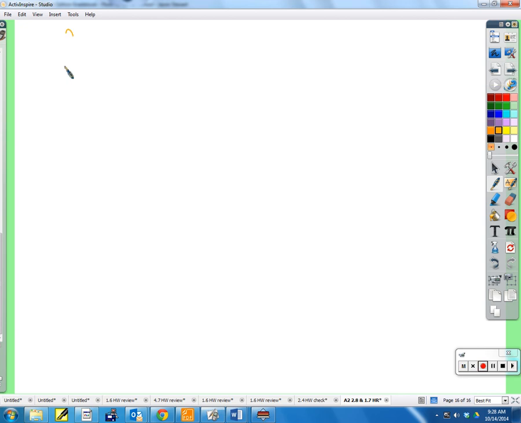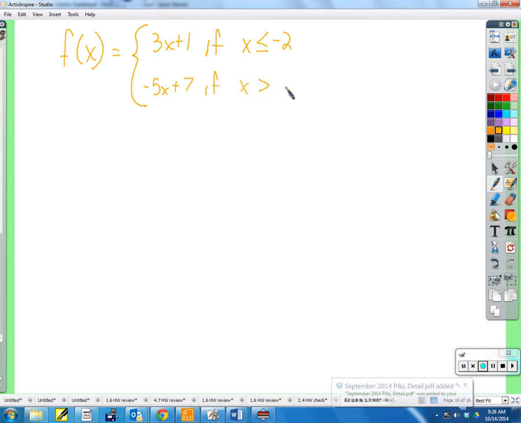Let's say f of x is equal to 3x plus 1, I'll just write if x is less than or equal to negative 2, and equal to negative 5x plus 7, if x is greater than negative 2.